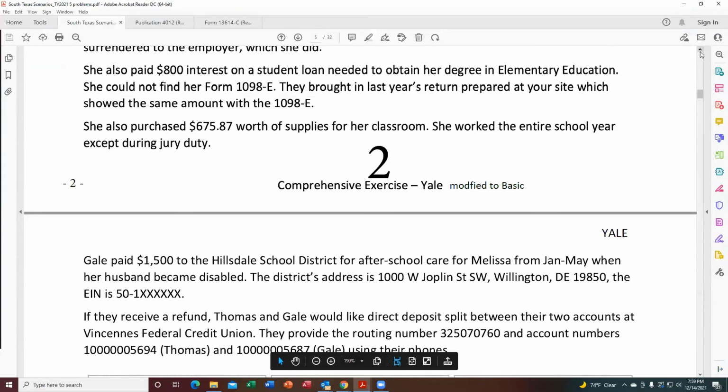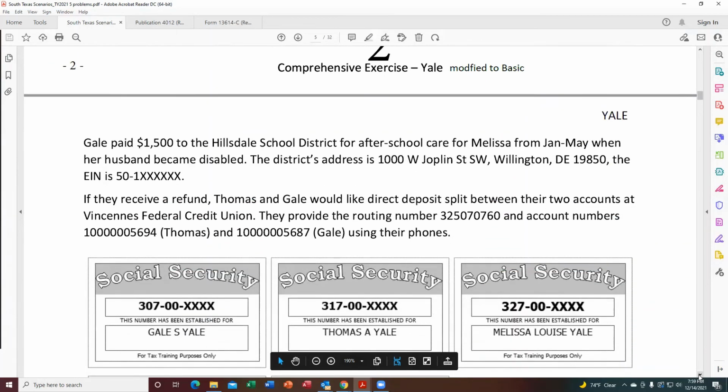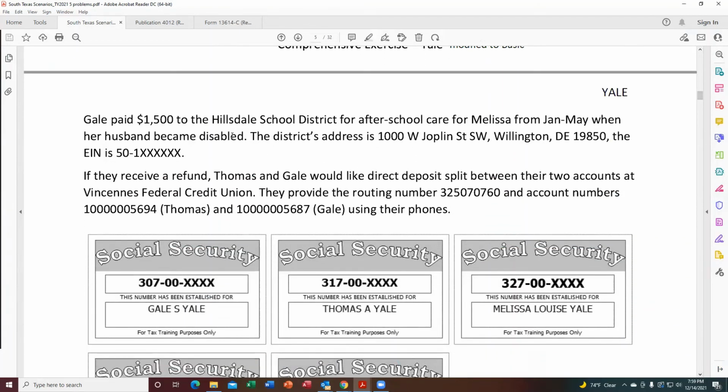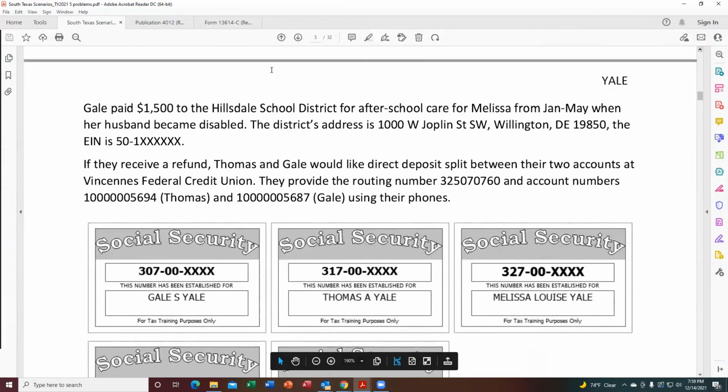Well, there's a tuition statement and there's a child tax credit. Since we're in this area, let's take care of the dependent care. Again, this one will be under credits. She paid $1,500 to the Hillsdale School District for after school for Melissa. So this is the child care.